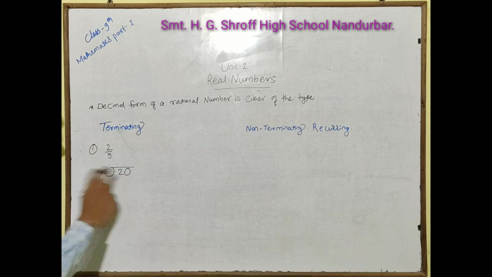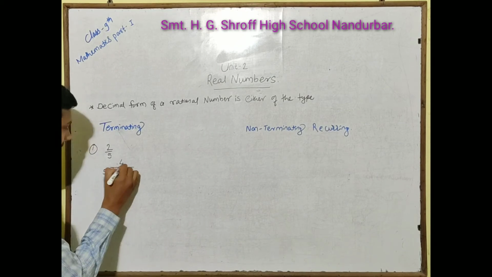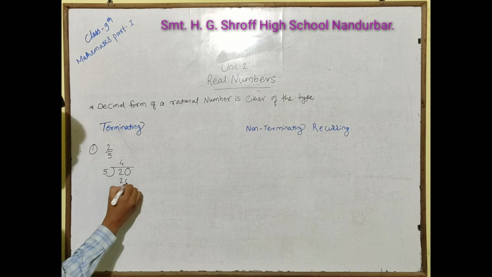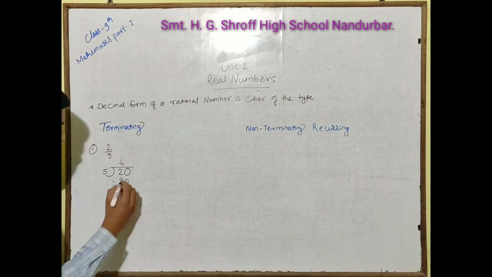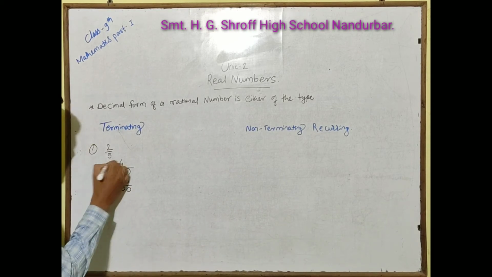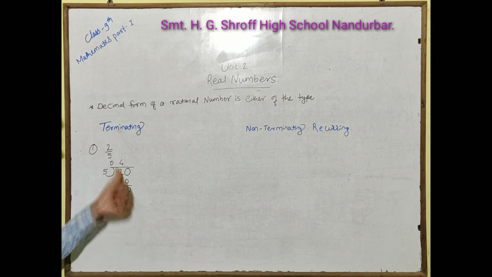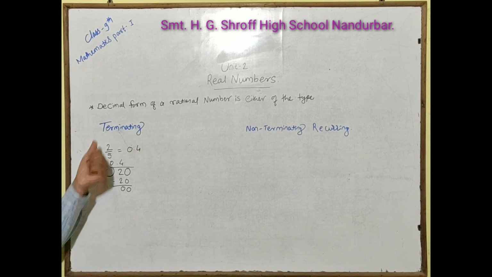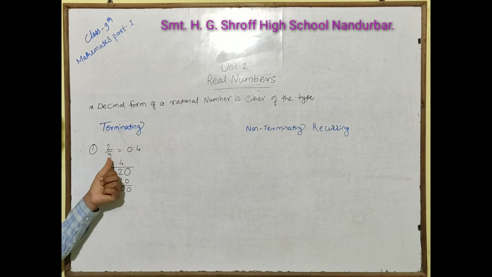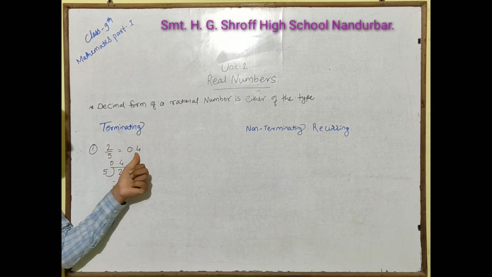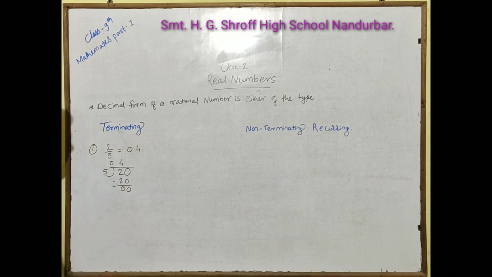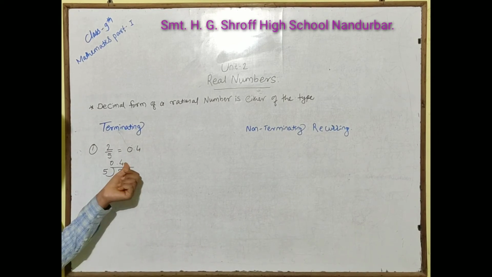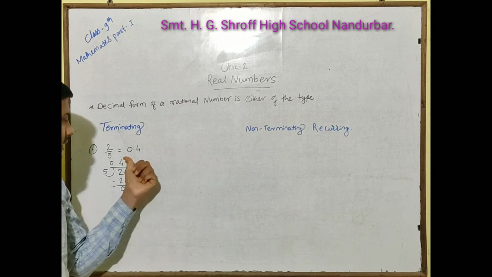Now 5 comes in the table of 20, the fourth, that is 5 fours are 20. If we subtract 20 from 20, we get the remainder 0. If the remainder is 0, then the quotient is 0.4. That is, if we divide 2 by 5, we get the quotient 0.4. It is terminating. The remainder is 0, then the quotient stops. It does not extend to more values.